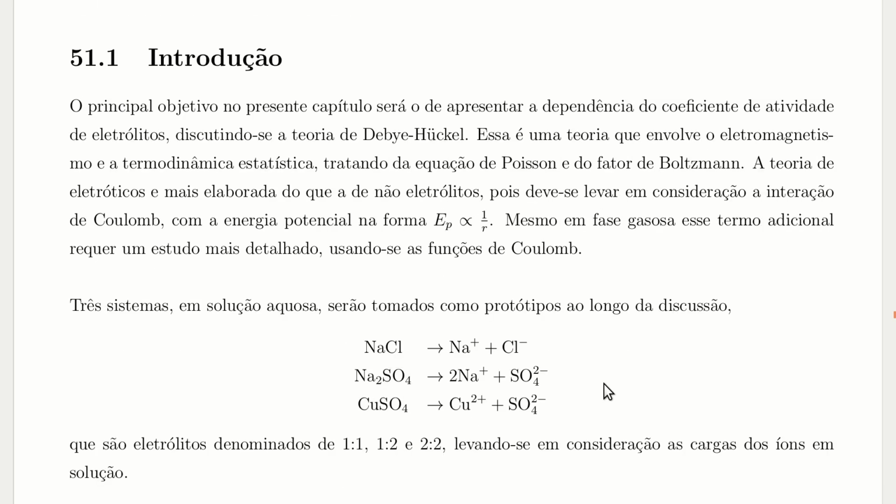We are going to use three prototype systems in aqueous solution: sodium chloride, sodium sulfate, and copper sulfate. These are examples of electrolytes of the kind 1 by 1, 1 by 2, and 2 by 2. This kind of notation is used for this type of electrolytes.